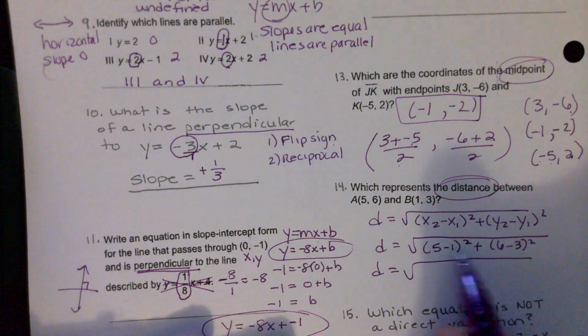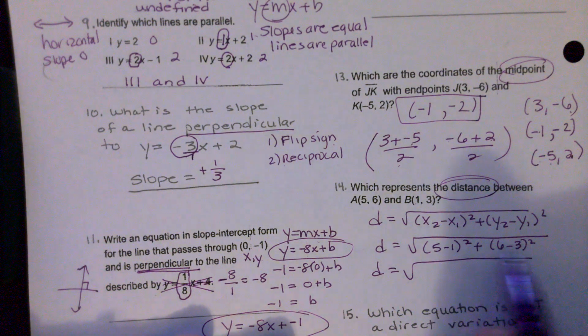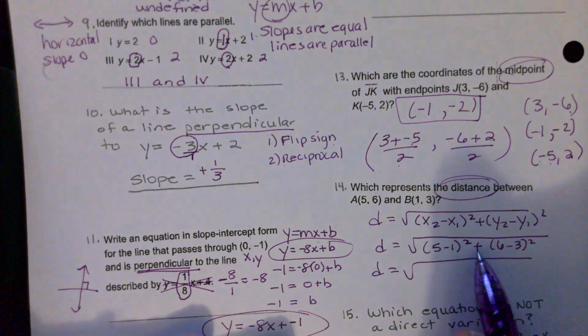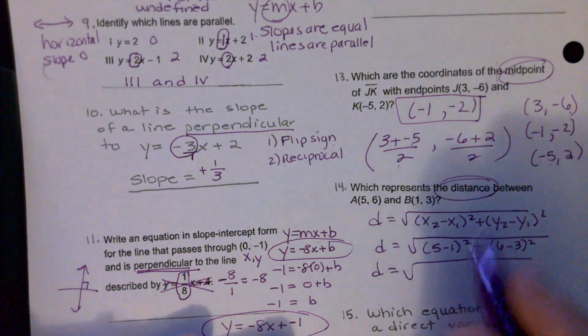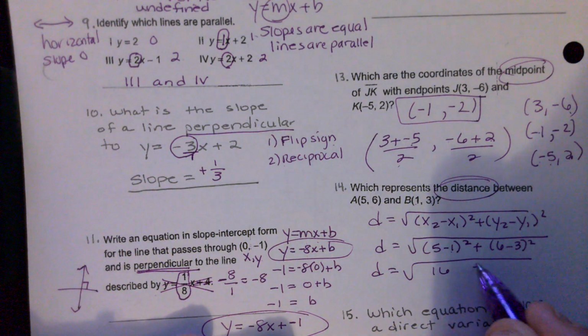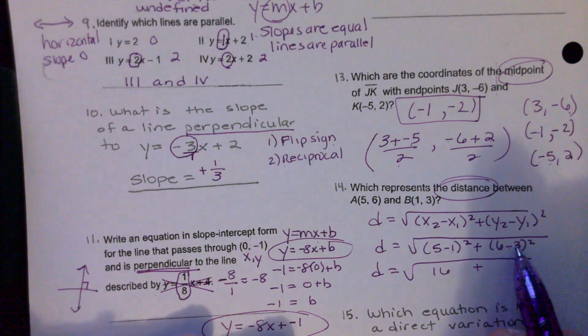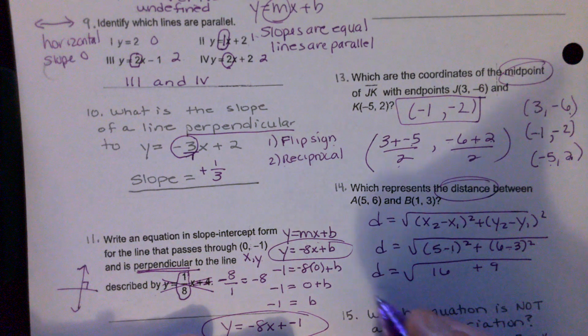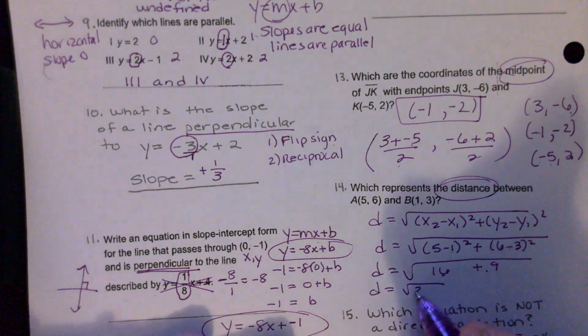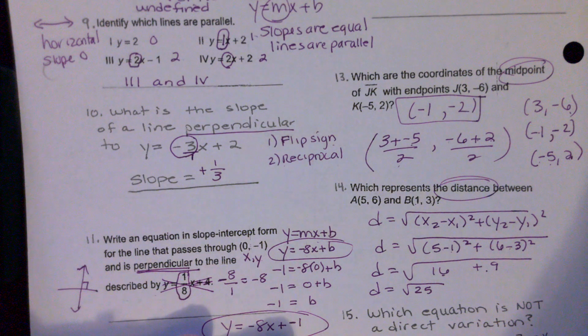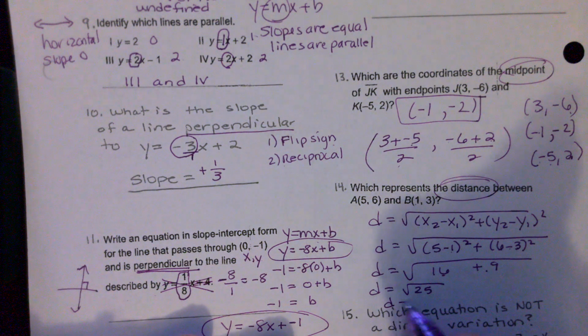Let's do this part, and remember when I square I get a positive. So you should be adding two positives here. 5 minus 1 is 4, squared is 16, plus 6 minus 3 is 3, squared is 9. So we have the square root of 16 plus 9. You do that first. Oh, 25. This is going to be slick. The square root of 25 is 5 units.